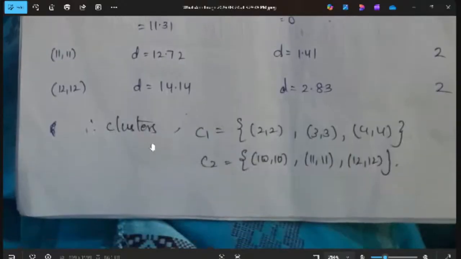Now clusters, write down the clusters. Therefore, cluster C1 equals (2, 2), (3, 3), (4, 4). C2 equals (10, 10), (11, 11), (12, 12).